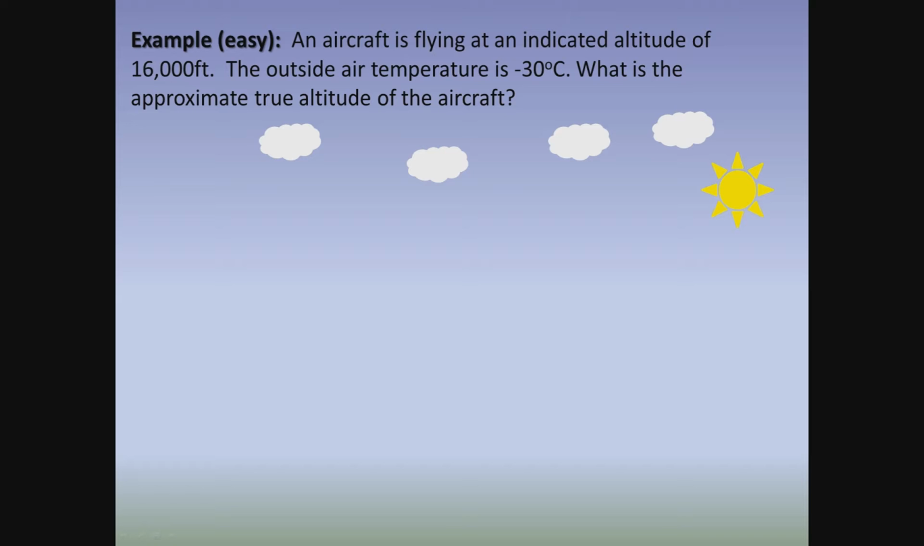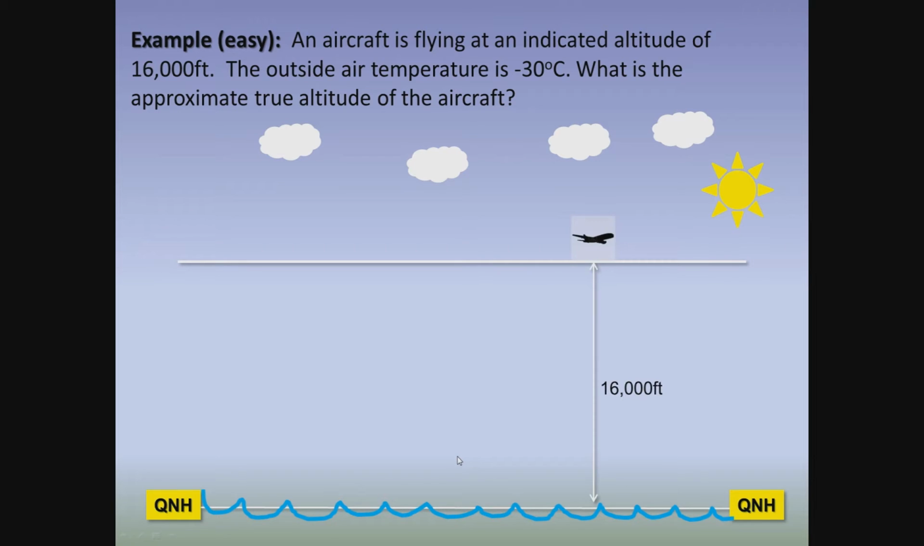So how do we do this? Well, first of all, we need to start drawing out our pressure levels. Number 1, notice that we're talking about altitudes, so we care about QNH. So the QNH has been put in, and QNH, as you know, is the pressure level found at sea level. Now the aeroplane is flying at an indicated altitude of 16,000 feet. So I'm going to draw my aeroplane in here, 16,000 feet above the only known surface that I've got.